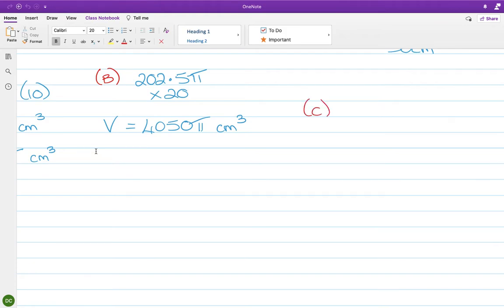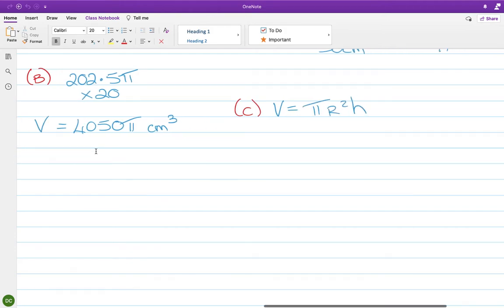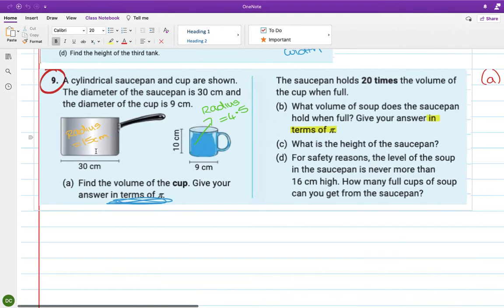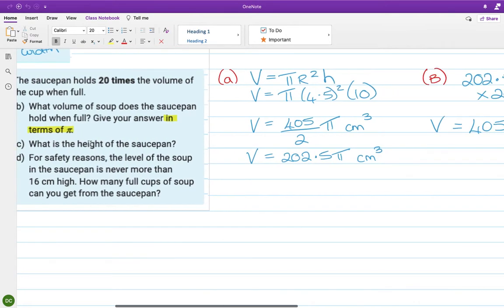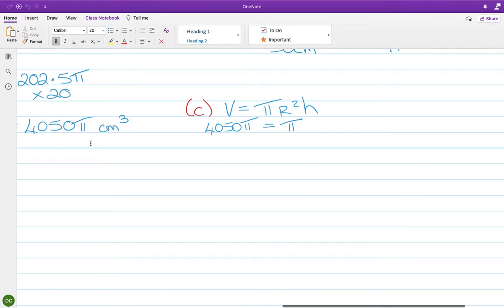So the volume of a cylinder is pi r squared h. We know the volume. It's 4050 pi equals pi r squared h. We know the radius, didn't I? Yeah, so the radius is 15. So that's 15 squared, and then the h is what they're looking for.